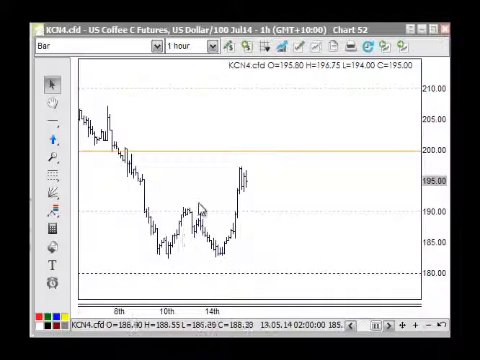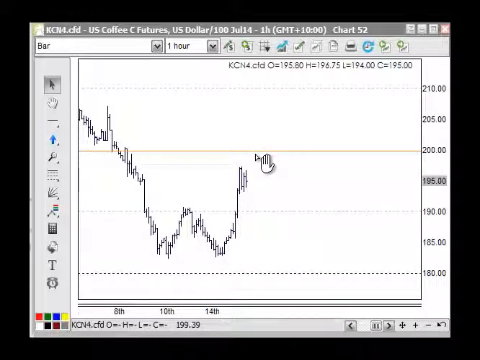The move up here from this low is in 3 waves, so an A and a B and a C wave. The C wave will be 5 waves, 1, 2, 3, 4 in here and 5 up to here. So we can expect it to fail from this point here. If it does find support on the 200, then we'll look at being long from that point.